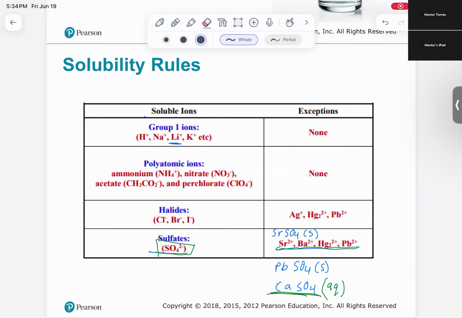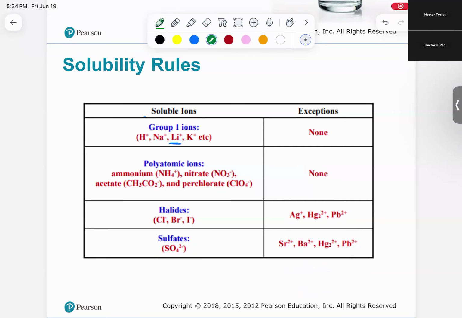Okay, so that's how we're going to use this chart. We're just going to see what the exceptions are. If we don't have any exceptions, it's going to be soluble. If it does go with one of the exceptions, then it's insoluble and will make a solid. If it's not on this table at all, it'll be a solid.